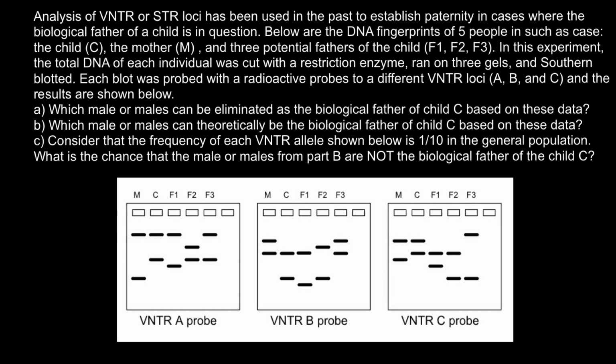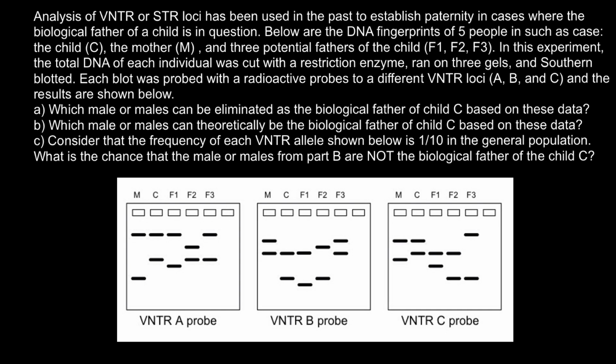VNTR stands for variable number of tandem repeats and STR stands for short tandem repeats. They have been used in the past to establish paternity in cases where the biological father of a child is in question. Below are the DNA fingerprints of 5 people. In such a case, the child C, mother M, and 3 potential fathers of the child F1, F2, and F3.